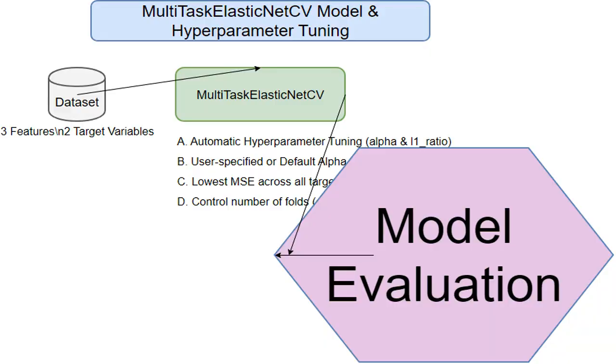I evaluate the MultiTaskElasticNetCV model's performance using cross-validation. This helps me find the best hyperparameters without overfitting to my training data. It's like testing a recipe on different batches of ingredients before deciding it's perfect for serving.